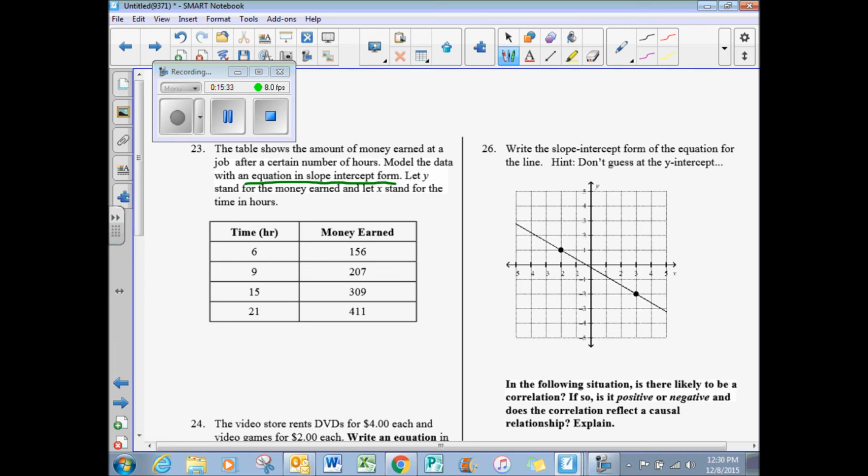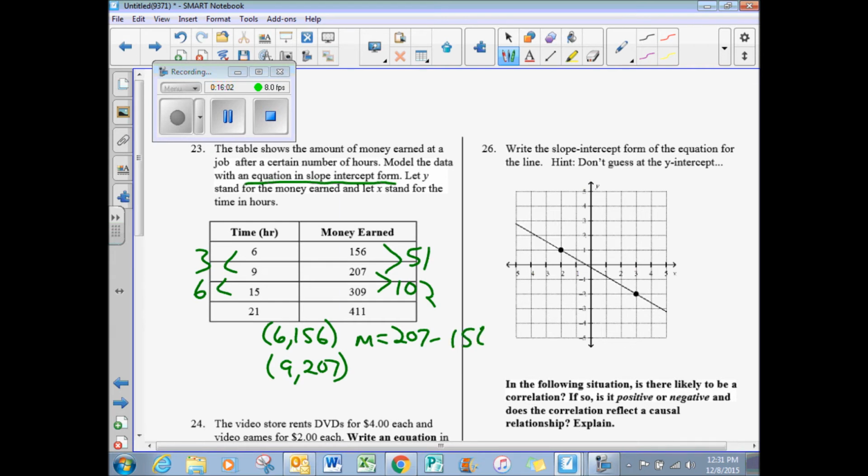Okay? Is there a constant rate of change? Yes. Sure. As this is going up 51, this is going up by 3. As this goes up by 102, this goes up by 6. But the slope is always what? 17. Okay? We could write these as ordered pairs to find that slope if we want. 9, 207. And then I could get the slope of 207 minus 156 over 9 minus 6, which gives me 51 over 3, which is 17. That's my x.